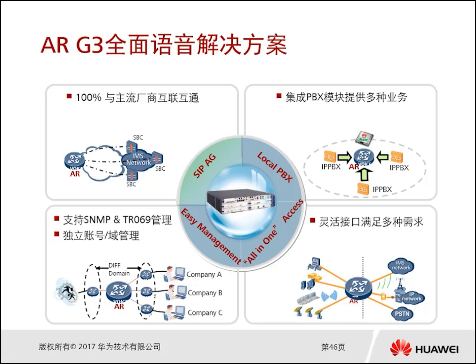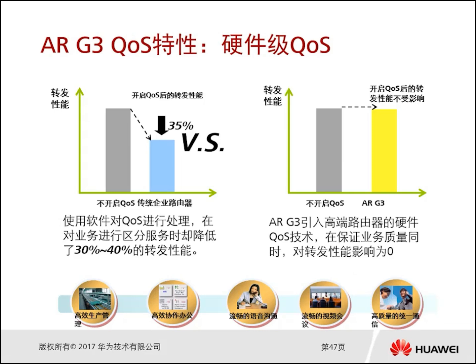QoS, as we all know, refers to quality of service in hardware. So in terms of QoS for my hardware, its router, how does it demonstrate this advantage? So here, there are actually two charts that can be compared. One is about the traditional enterprise router. It shows the change in forwarding performance before and after QoS is turned on. So when QoS is enabled on my AR router, the performance change it experiences before and after.